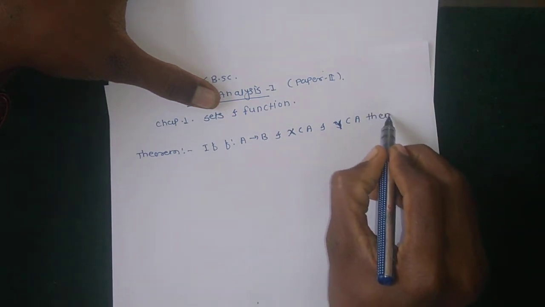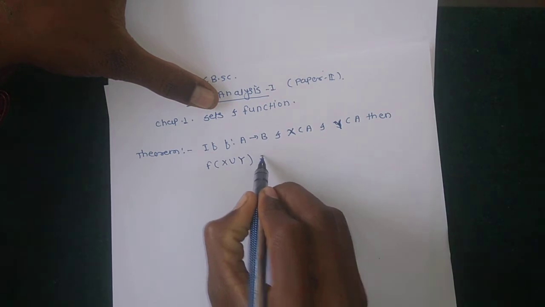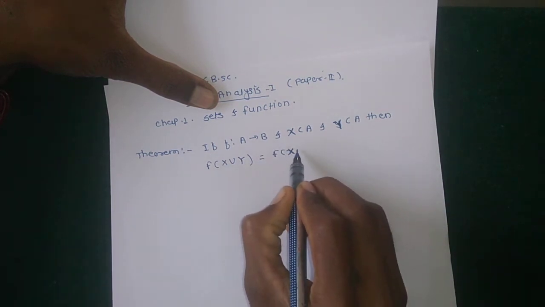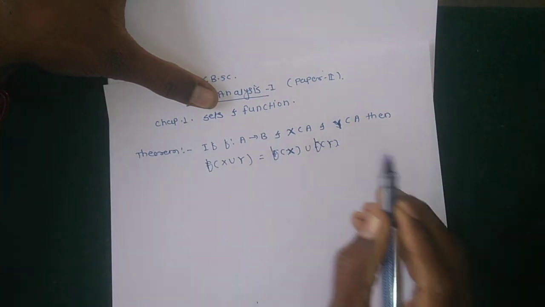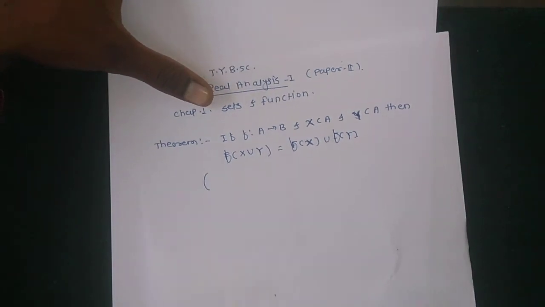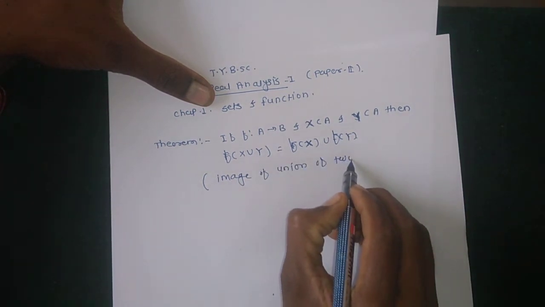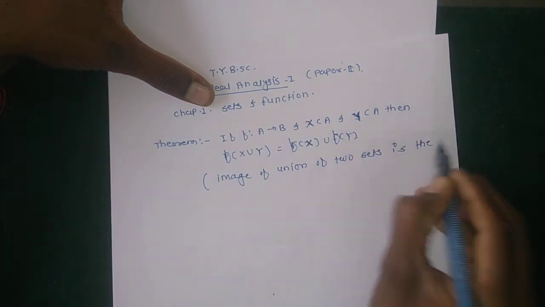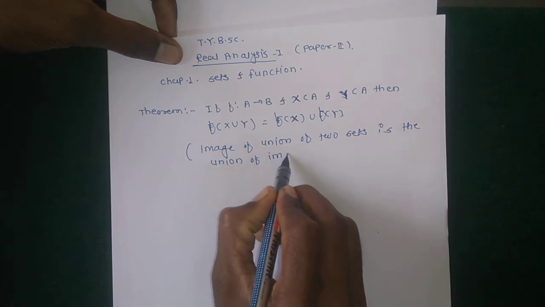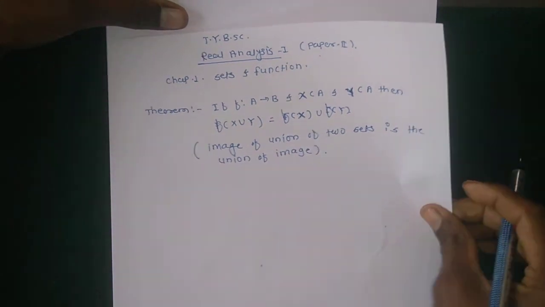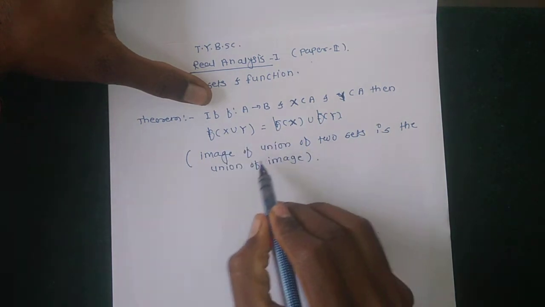Then the image of X union Y is equal to the image of X union the image of Y. The image of X union the image of Y is called the image of the union of two sets. This theorem says the image of the union of two sets is the union of their images. Theoretically, the image of the union of these two sets is equal to the union of their images.